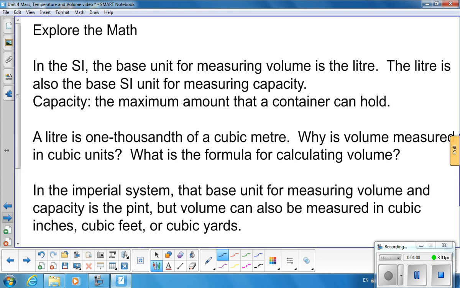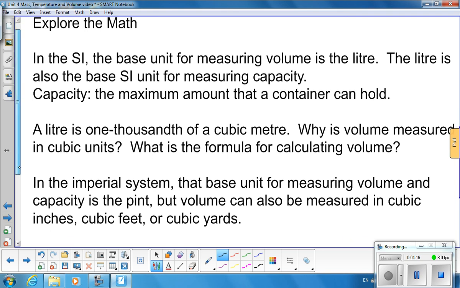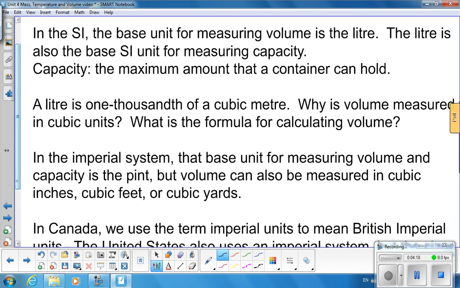Why is volume measured in cubic units? And what is the formula for calculating volume? So we've been over that a little bit already. In the imperial system, that base unit for measuring volume and capacity is the pint, but volume can also be measured in cubic inches, cubic feet, or cubic yards.